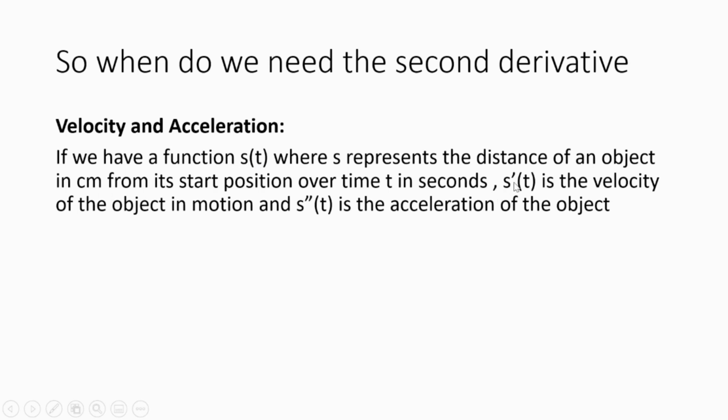The derivative of s of t, we know, is the velocity of the object in motion. So when that velocity is positive, you're moving in one particular direction. You're moving away from the start position if it's positive. If it's negative, you're moving towards the start position. All right, so that's what velocity represents. It's the first derivative. The second derivative is the acceleration of the object. So not how fast you're going, but how is your velocity changing itself, right?